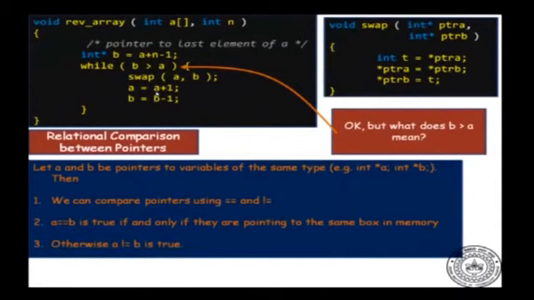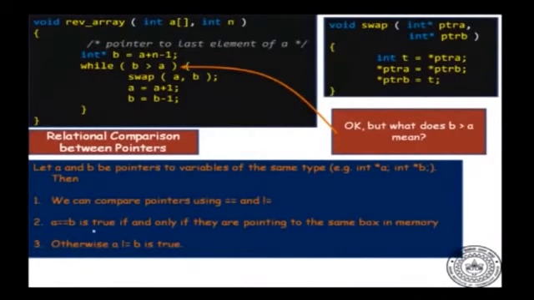Okay. So we are seeing a new concept, which is relational comparison between two pointers. If A and B are pointers to variables of the same type, like int *A and int *B, we can compare these pointers using equal to and not equal to. This can be done for arbitrary locations A and B, as long as those locations are of the same type. So A equal to B is true if and only if A and B are pointing to the same location. That's natural to expect. Otherwise, if they are pointing to different locations, A not equal to B is true.